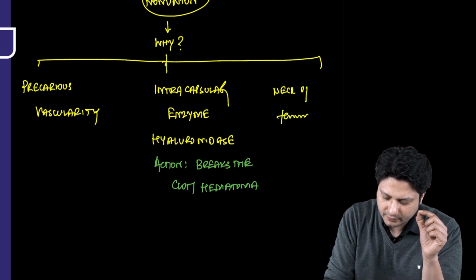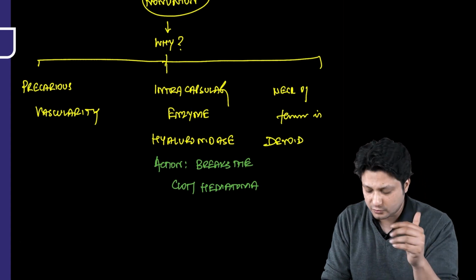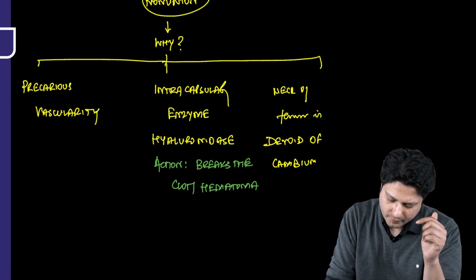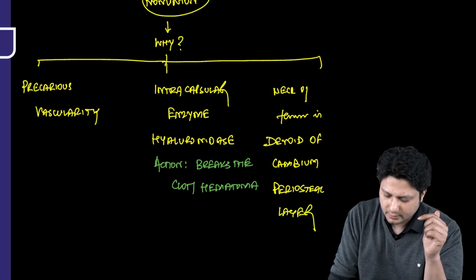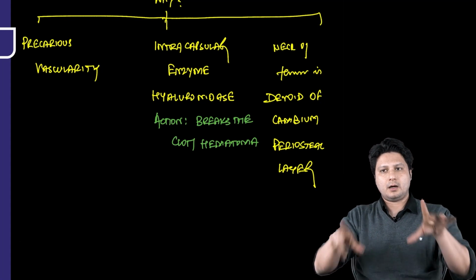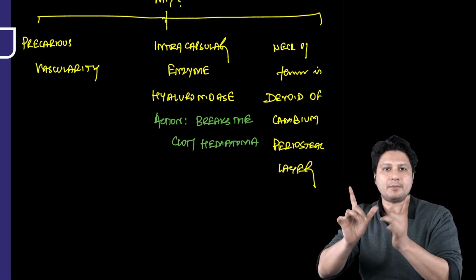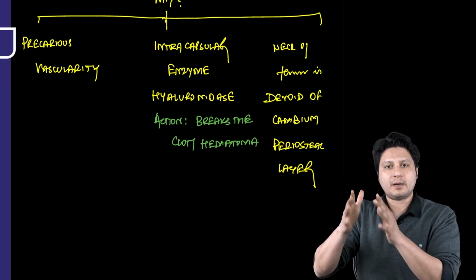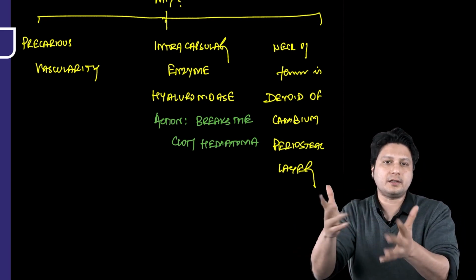Neck of femur is devoid of, that means there is an absence of, cambium periosteal layer. You know, we have already talked about that periosteum is basically made up of two layers, the inner and the outer layer. The inner layer is a cambium layer which has osteoprogenitor potential, and that inner cambium layer of the periosteum is responsible for the formation of the bone, or it assists in the formation of the bone.